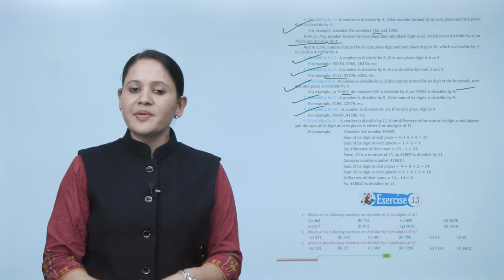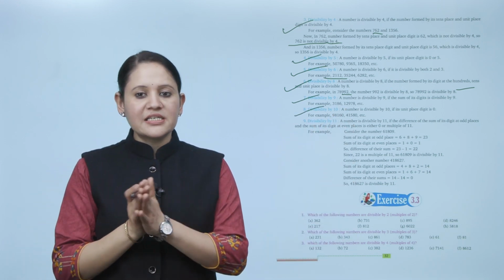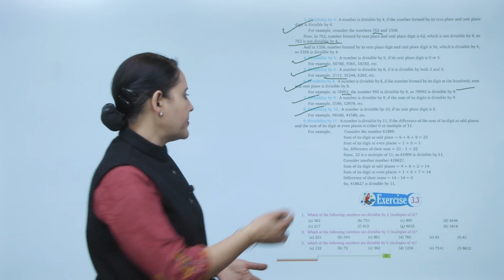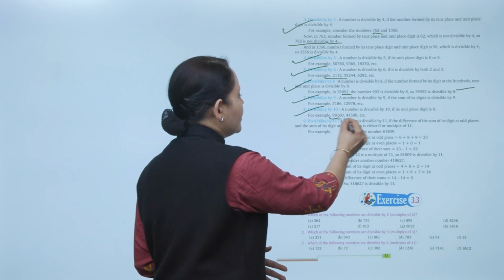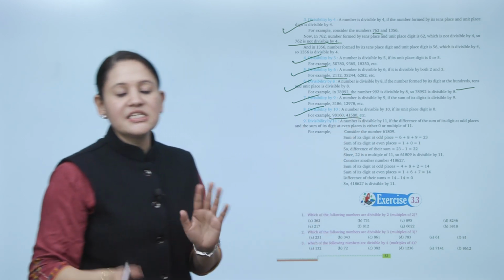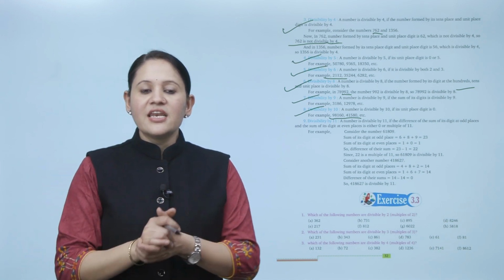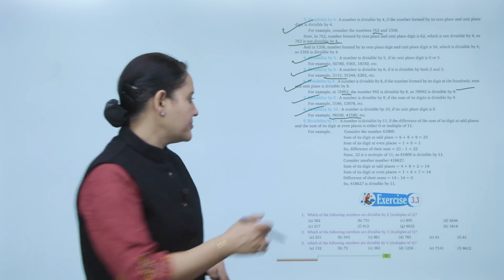A number is divisible by 10 if its unit place digit is 0. For example, here in the given numbers, the unit digit is 0. That means these numbers are divisible by 10. Next is divisibility by 11.